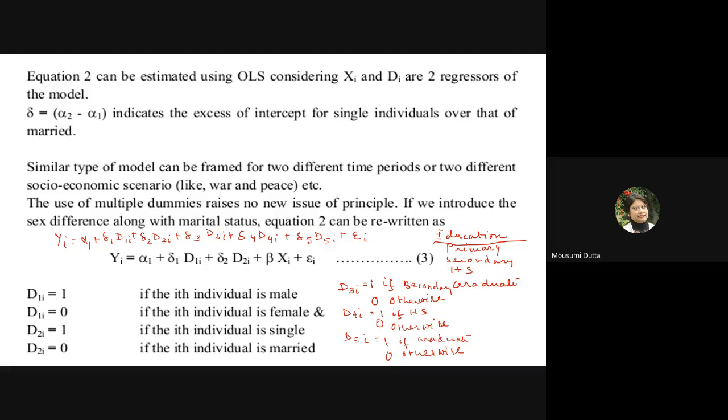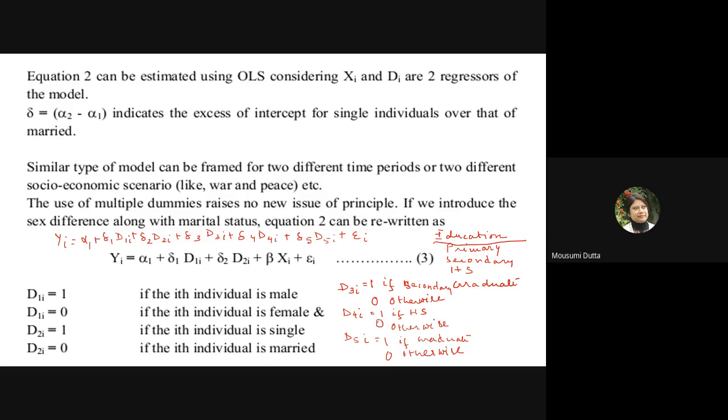Okay. In that case, I have to consider the equation as yi is equal to alpha 1 plus delta 1 plus delta 2 plus delta 3. This will be the intercept if D3I is equal to 1, 0 otherwise. So for all the dummy variables, I have to consider the rest of the dummy variables with respect to education to be 0.